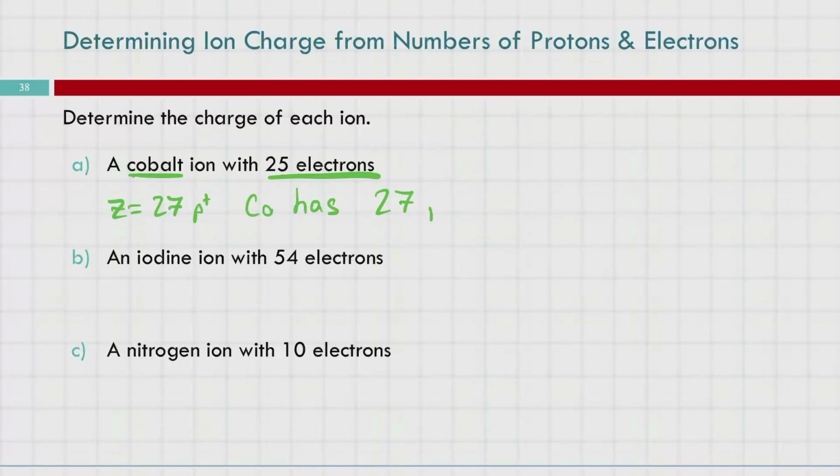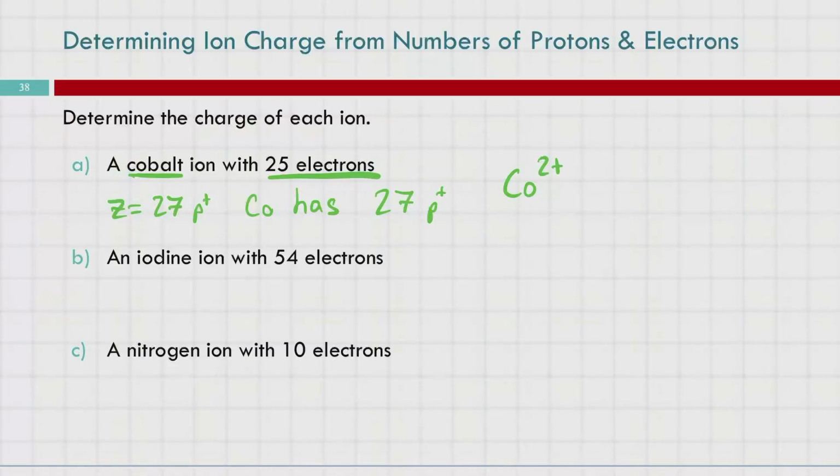So cobalt has 27 protons. It would normally have 27 neutrons as well, and electrons as well. This one, the variety that we're looking at, has 25 electrons. So one way that you can figure out what the charge is: look at the number of protons, look at the number of electrons. Which one do we have more of? We've got more protons. How many more protons? Two more protons. Protons are positively charged, so it's a 2 plus.